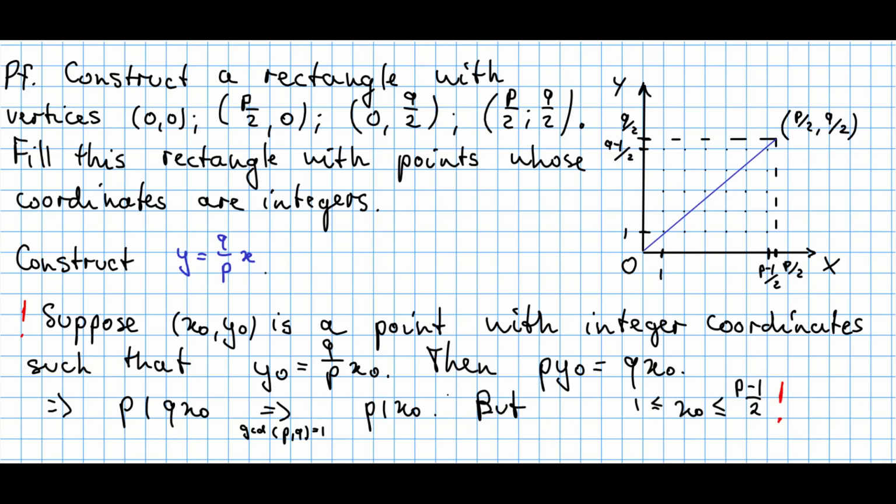And here comes the problem. This x0 is an integer coordinate here, 1, 2, 3, all the way up to the last possible element, which is strictly less than p over 2, and that is (p minus 1) over 2. So this x0 belongs to the interval from 1 to (p minus 1) over 2. But x0 is divisible by p, so it must be 0, p, 2p, or negative p, and so on and so forth, which is not possible according to this inequality. So we reached the contradiction.